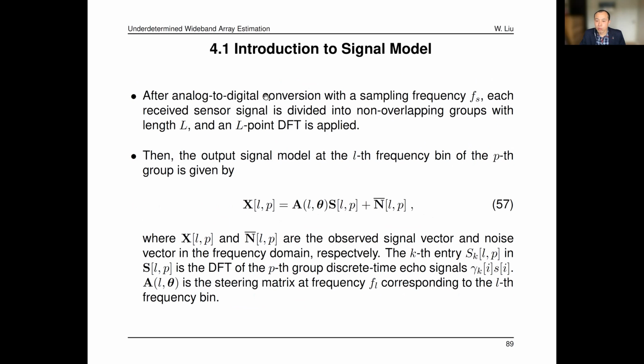After analog digital conversion with the sampling frequency fs, each received sensor signal is divided into non-overlapping groups with length L, and the L point DFT is applied. Same as what we did in section 3. So basically you have this standard result. P is the block index of the data, and L is the frequency bin index. They are the observed signal vector and the noise vector in the frequency domain. I will not explain this in detail here. Basically, DFT, and you have the noise.